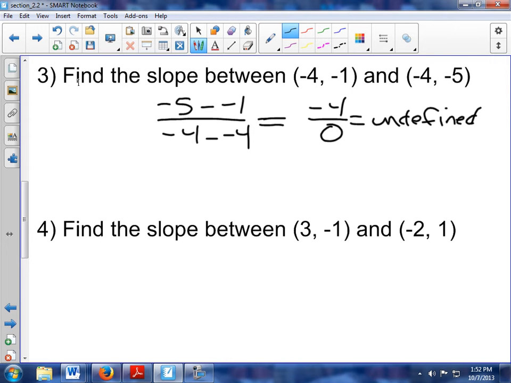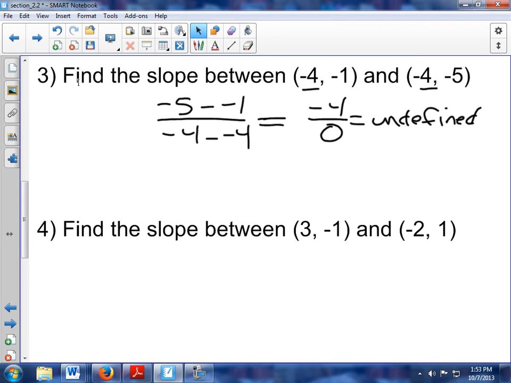How do you know if it's undefined or 0? Well, where's the 0 here? In the bottom? Bottom. If it's on top, it's 0. Another way to look at it, I always look at to save myself a lot of working. Are these two numbers the same? That's a vertical line. X equals negative 4. Okay.